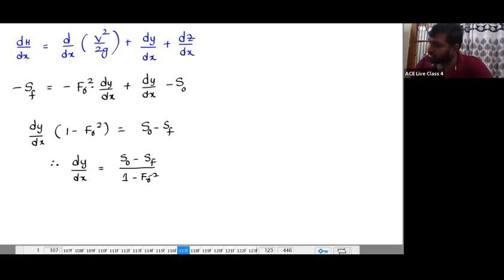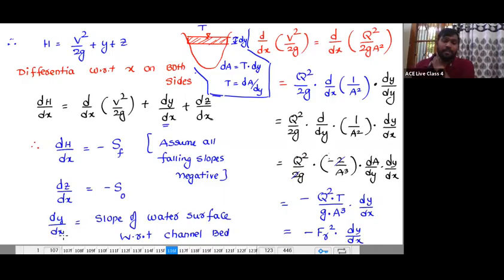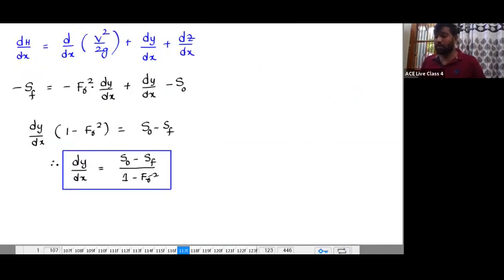So this is the dynamic equation of a GVF. Where what is the dy by dx, my dear? The dy by dx is nothing but the slope of the water surface with respect to the channel bed. Okay. So what is dy by dx? S naught minus Sf by 1 minus Fr square.